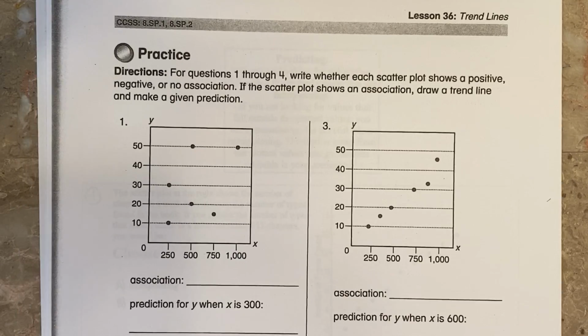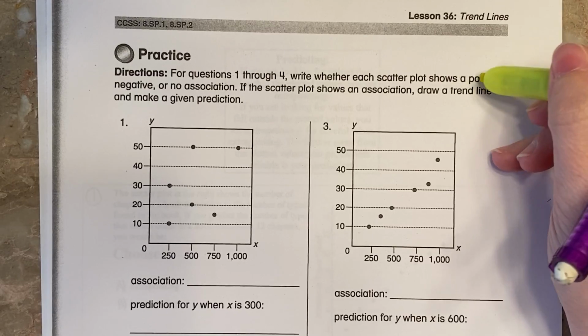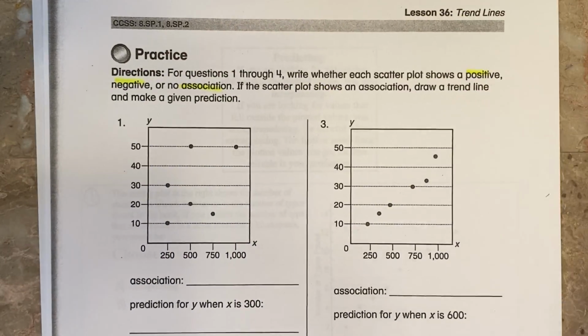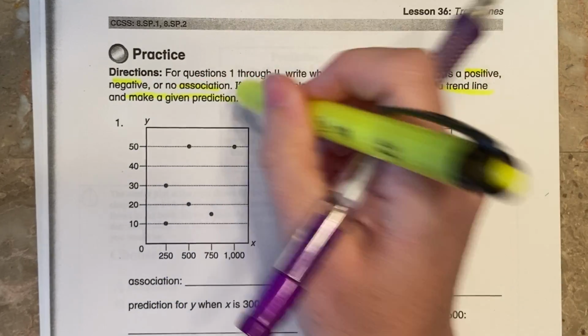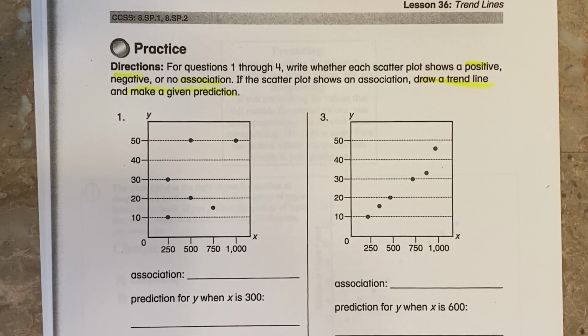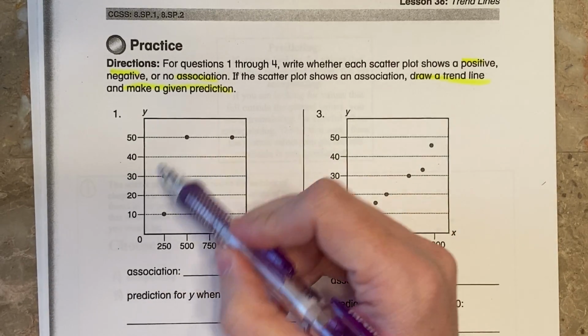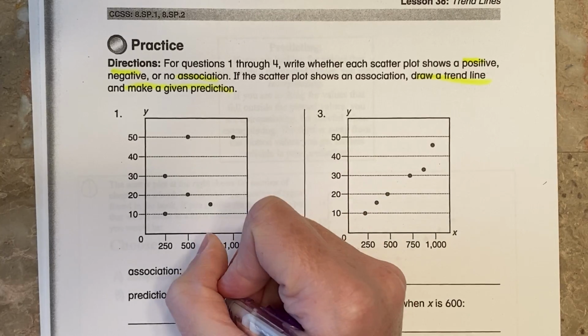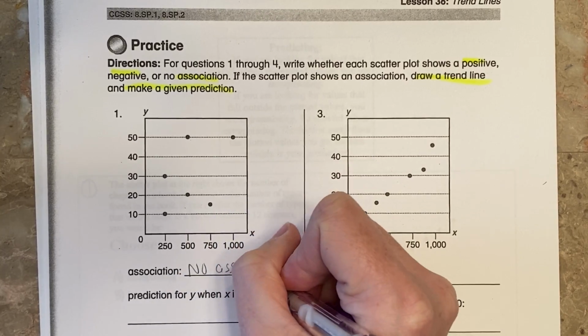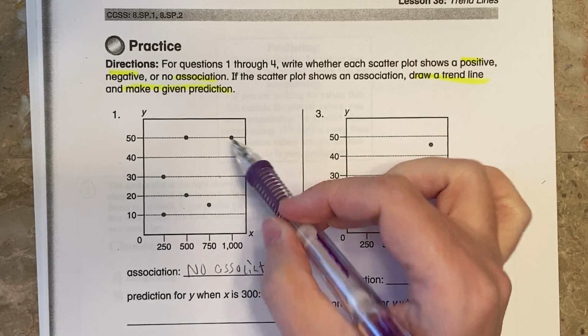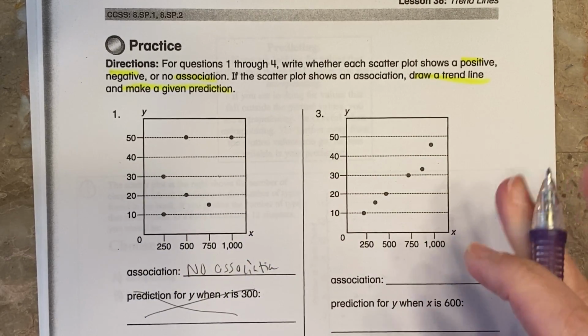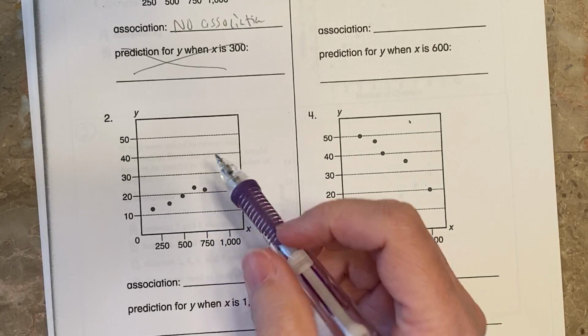All right, so the next page. For questions 1 to 4, write whether each scatter plot shows a positive, negative, or no association. If the scatter plot shows an association, draw a trend line and then make a prediction. So basically, we're taking everything we learned on the first 3 pages and putting it together. All right, so notice these dots are all over the place. So that's going to be no association. So what you learned in the video is that if there's no association, you cannot make a line, and therefore you could not predict anything.